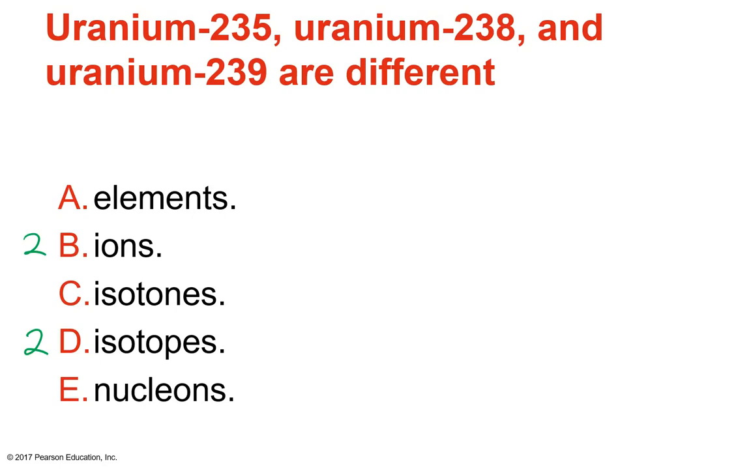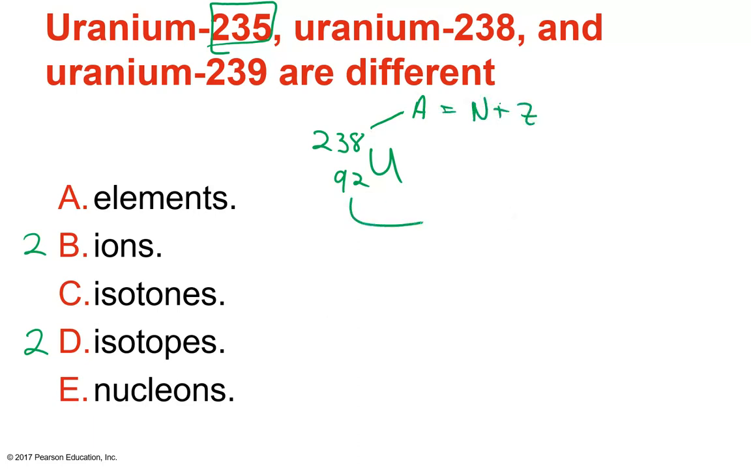Remember, I did the example of uranium-238 before, and this number up here was the atomic mass number, the number of protons plus neutrons. This here is the atomic number, the number of protons. Uranium is always 92. If it has 92 protons, it's uranium. Always the rule. So these are all the same elements, so everyone correctly ruled out element.